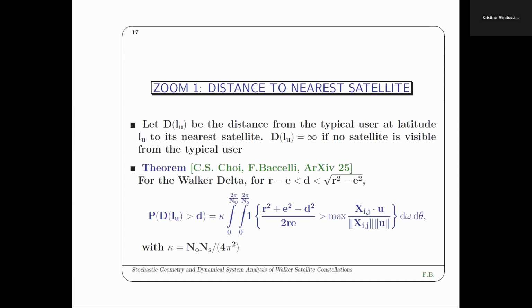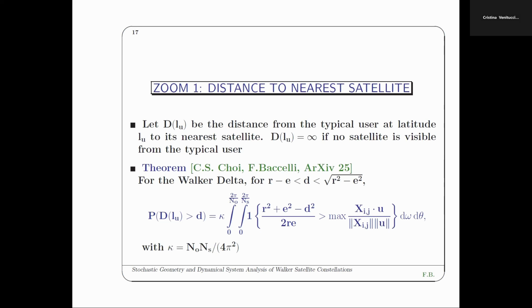Okay, you can compute lots of things. If you take this as a snapshot in the first place, then, for instance, you can compute a closed form, which I can explain here. Think of a typical user at latitude LU, and think of the distance from the typical user to its nearest satellite. Okay, and you can prove, if there is no satellite, you can put a mass at infinity.